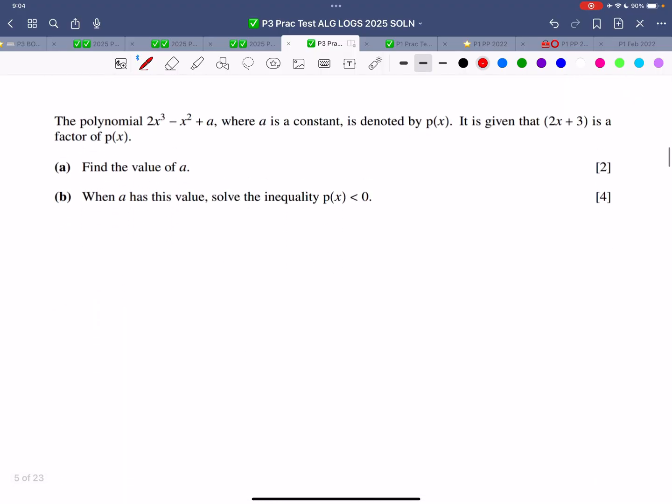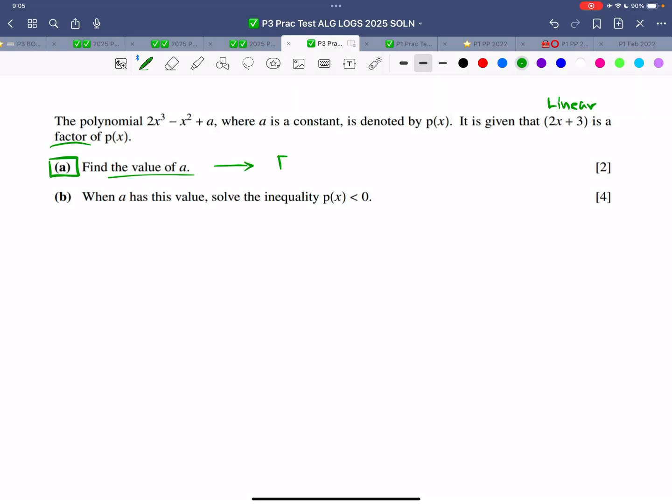The second question, that is about polynomials. It's a cubic polynomial. Remember, the x term is missing. X term is missing, that means the coefficient is 0. A is a constant, it's denoted by Px. It is given that 2x plus 3 is a factor of Px. So let me write over here, 2x plus 3 is a linear factor. It's a linear factor of Px. That means the first thing, find the value of A.